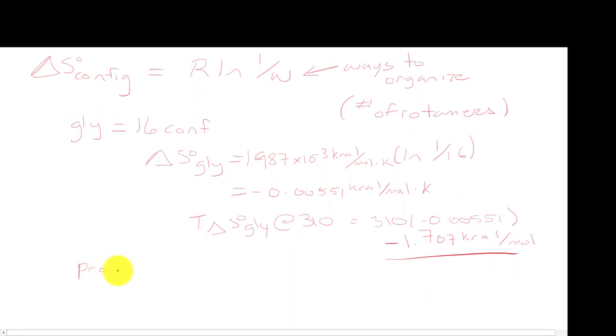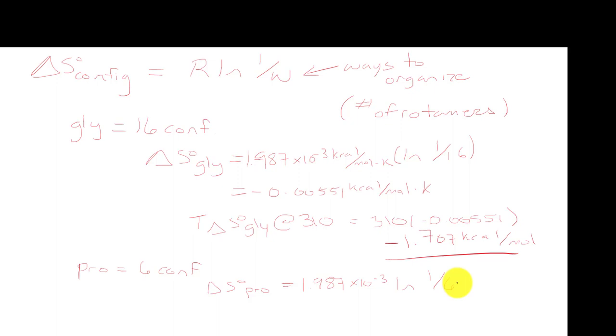For a proline, for example, we would have 6 conformations. Proline is our least flexible because of the 5-membered ring in the backbone. Delta S for proline is going to be R log of 1/6, so 1.987 times 10 to the negative third, natural log of 1 out of 6. These are estimated. No one's ever actually looked at them in this particular way, but it's an estimated number. And the cost of locking into proline is negative 0.00356 kcals per mole. So that's a lot easier to lock in a proline versus a glycine.